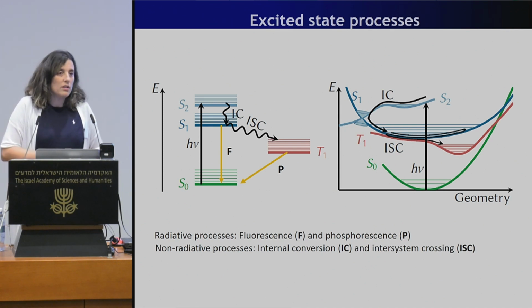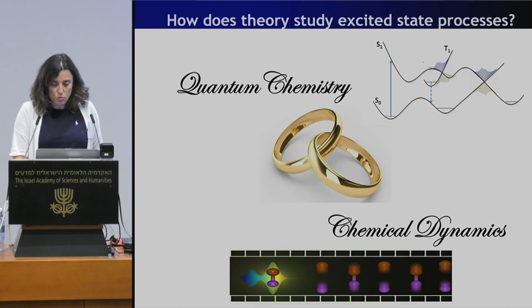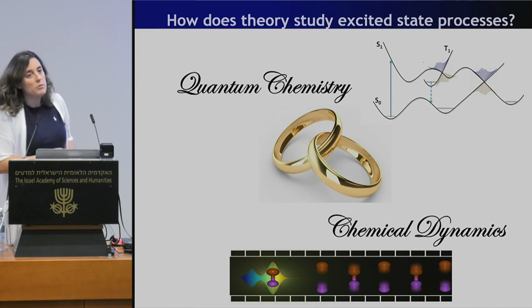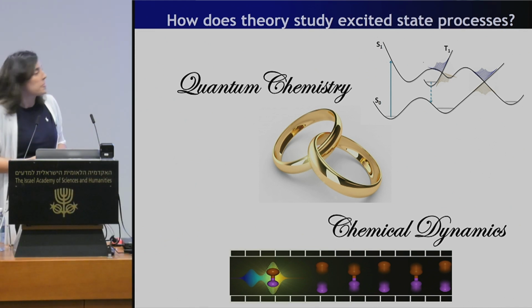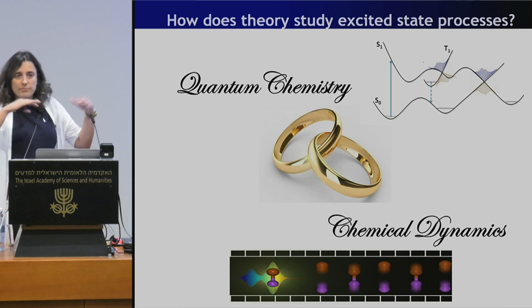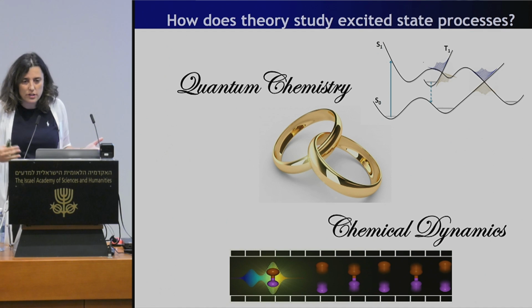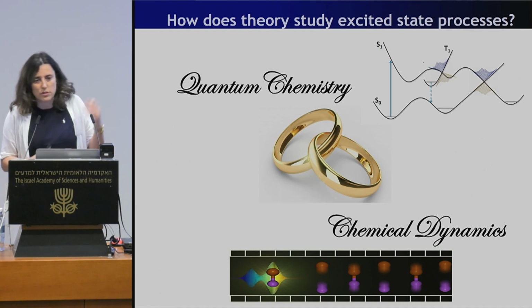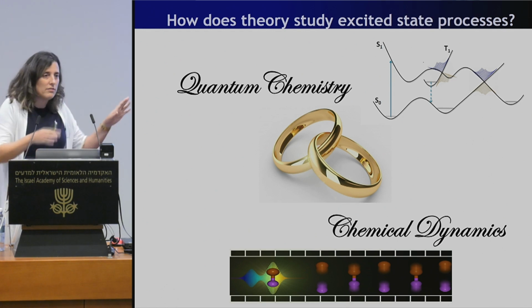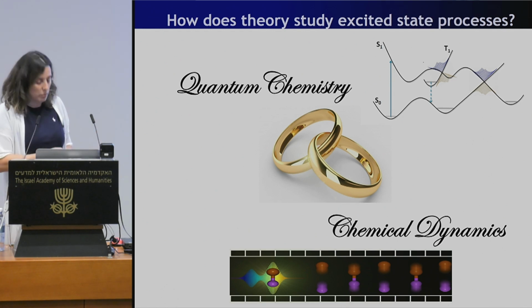So if we want to understand and learn about these processes from the theoretical point of view, we need a very clever marriage of two big fields. One is the so-called quantum chemistry, and this is electronic structure theory. This is what is going to give us the roadmap. We need to learn, as much as our intuition is able to tell us, which are the important surfaces, which are going to be involved in our excitation, which are the different pathways that my molecule could take.